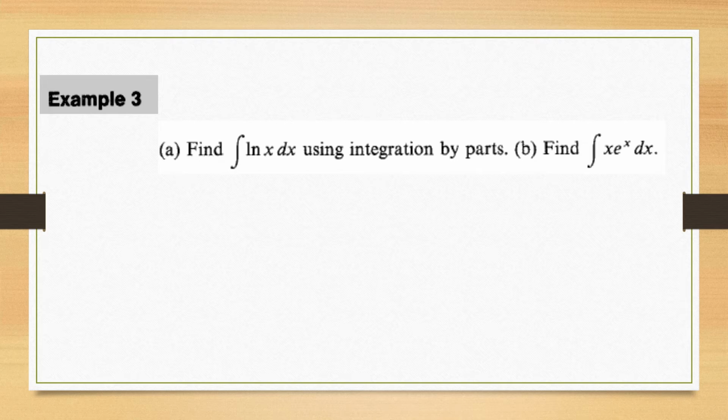Another example is related to the log of x and the exponential function. In the first part, we have to integrate log x with respect to x, and in the second part, we have to integrate this product. Here we see that there is only one term, which is log of x, while in part B there are two terms, but we have to use the method of integration by parts for evaluating A and B.